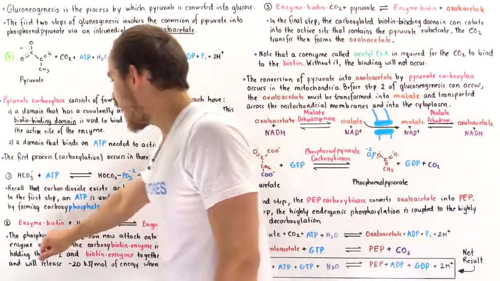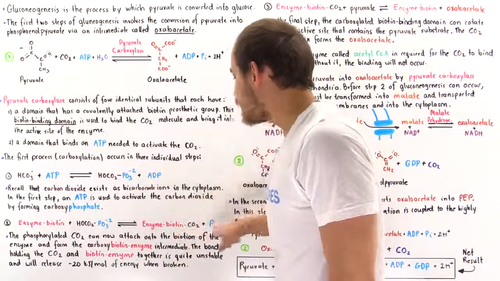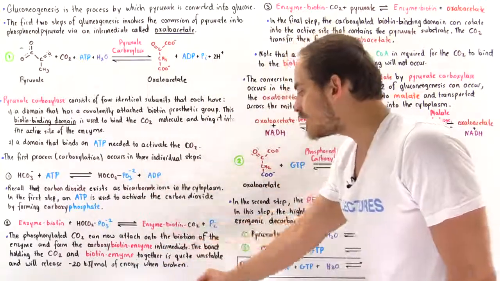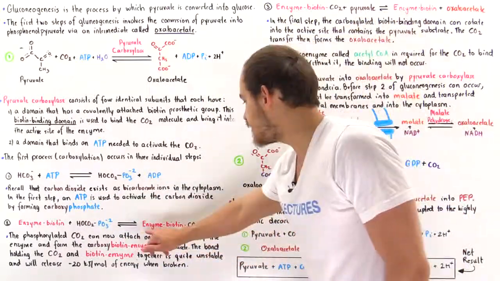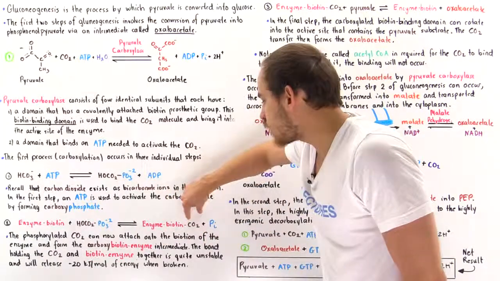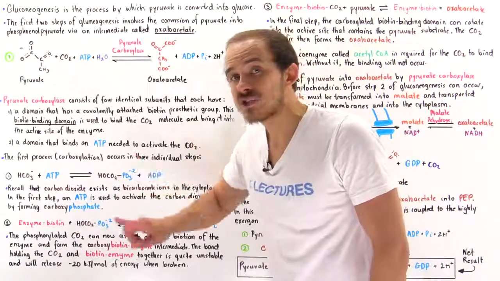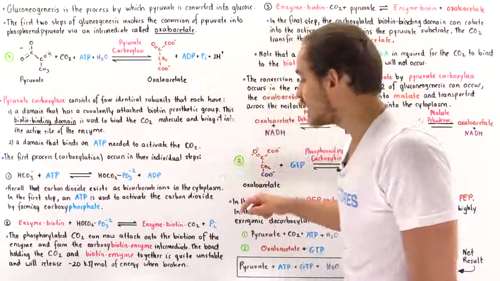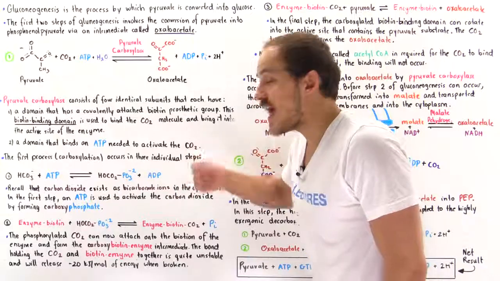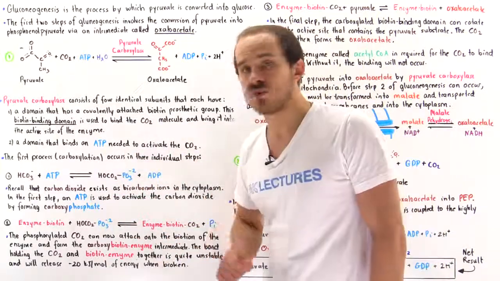So we see that in the next step, the phosphorylated CO2 can now attach onto the biotin of the enzyme and form that carboxybiotin enzyme intermediate. So this intermediate here. And so this bond that is formed between the carbon dioxide and the biotin that is bound onto the enzyme is actually a very reactive bond. It's very high in energy. And when we break that bond, that actually releases a certain amount of energy. That releases 20 kilojoules of energy.